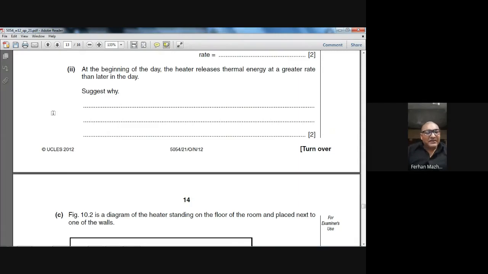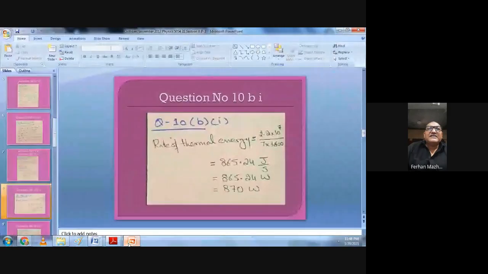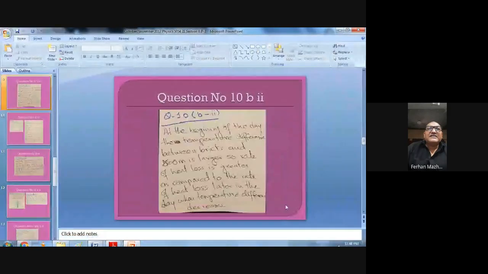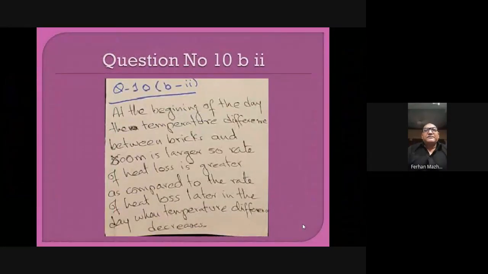So it's a very simple explanation. It's a 2-mark explanation. I've written this answer. Let me show you my answer. And here on your screen, you can see at the beginning of the day, the temperature difference between bricks and room is larger. So the rate of heat loss is greater as compared to later in the day, when the temperature difference decreases between the bricks and the room. So when the temperature difference between the bricks and the room is smaller, the rate of thermal energy loss is also small. So I hope you have understood this.